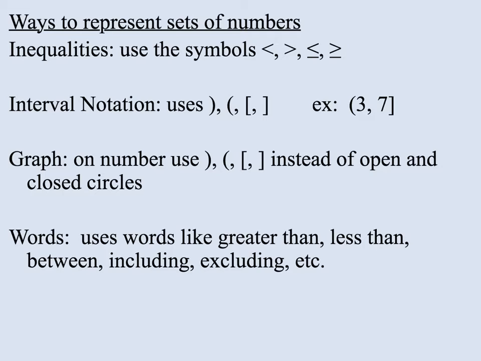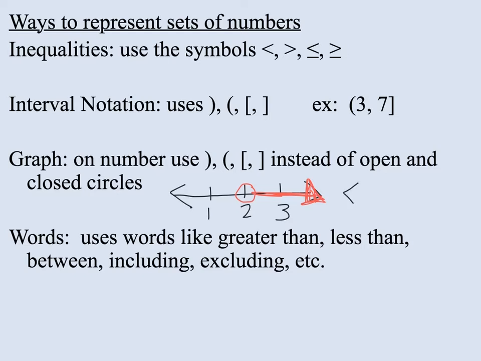We can also graph on a number line, but you're used to graphing using open and closed circles. We're actually going to instead use parentheses and brackets on here. So I'll just give you an example, like if I have 1, 2, and 3. You're used to using an open circle or a closed circle and then shading one way or the other, or shading wherever your sets of numbers are.